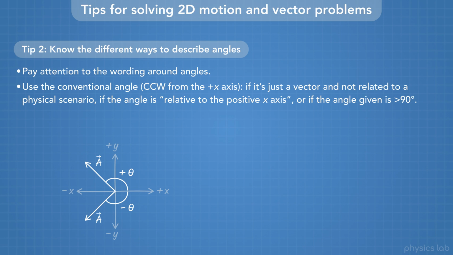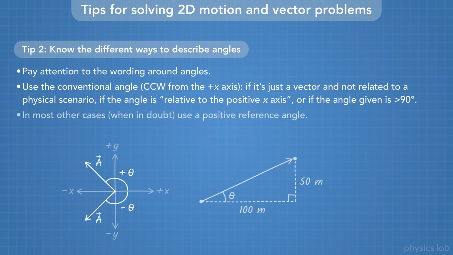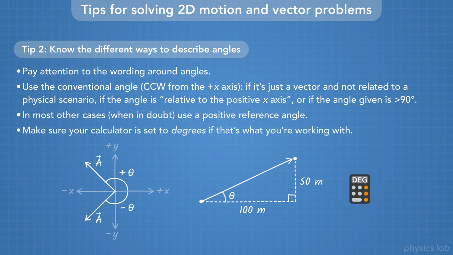If you're just working with a vector and it's not related to a physical scenario, especially if there's no units, if the angle is relative to the positive x-axis, or if the angle you're given is greater than 90 degrees. But in most other cases, when in doubt, just use a positive reference angle. That usually just means a positive angle inside a vector's right triangle relative to the x-axis or the horizontal. Also, make sure your calculator is set to degrees instead of radians if that's what you're working with.